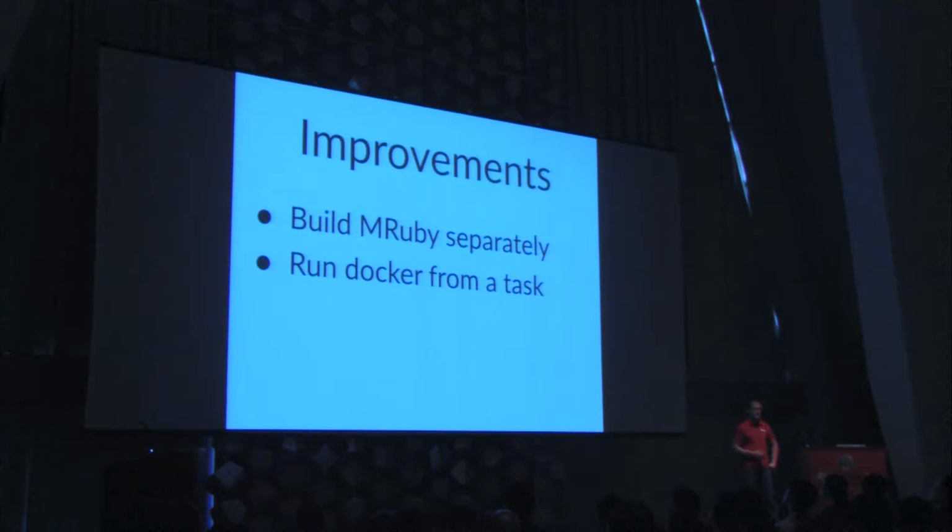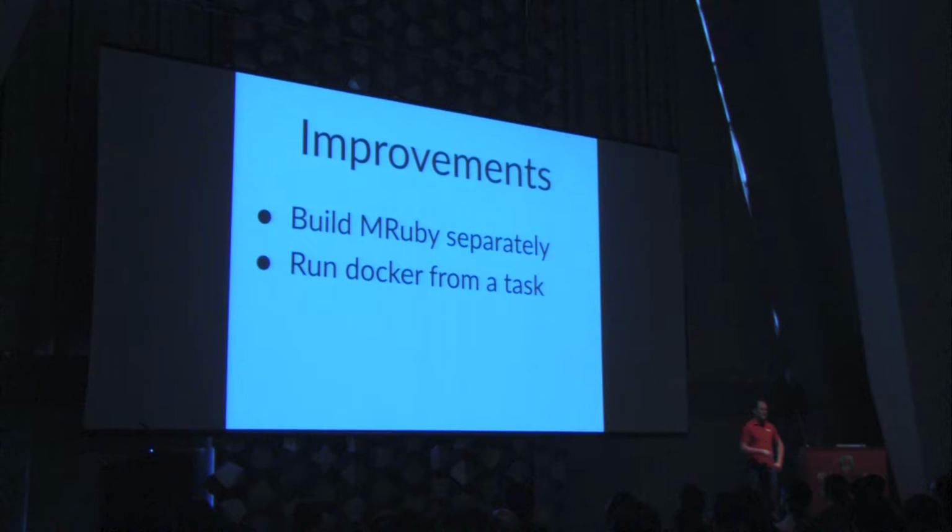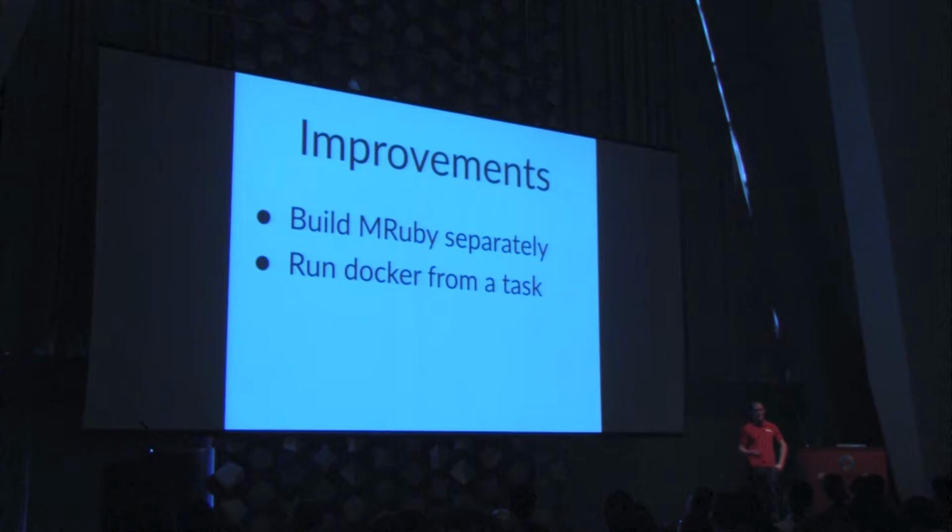And due to these difficulties, I've made some improvements to the build tasks. The first was to build MRuby separately from the other work that needs to be performed inside of Docker. And this means I can cross-compile C libraries at the right time. The other improvement was to have a rake file that exists outside of Docker and starts Docker for me. And this allows me to perform extra tasks that don't need Docker to run and are easy for me to debug.